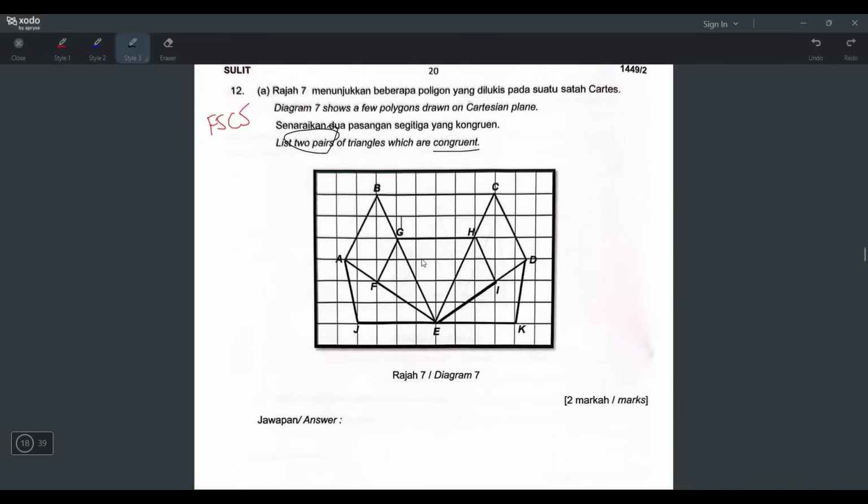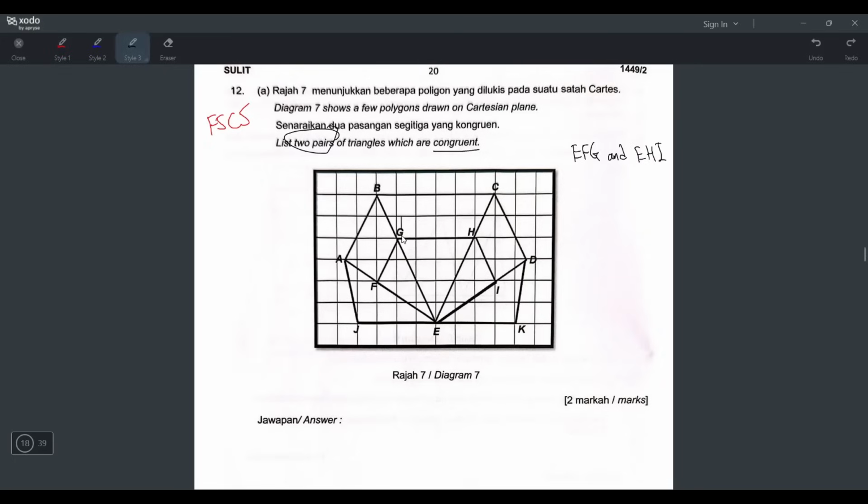Okay, the first triangles that are congruent, I can see it easily. Yeah, this one and this one. It's very clear, right? So just choose the obvious one lah. So the first one is EFG. Okay, I write here. EFG and EHI. Okay, the two triangles that are congruent.